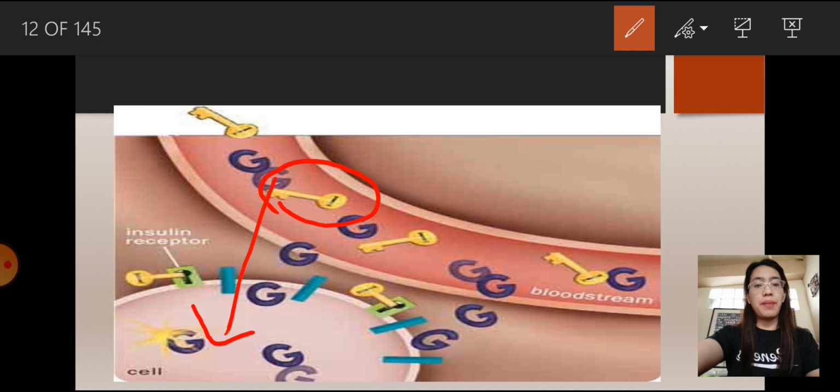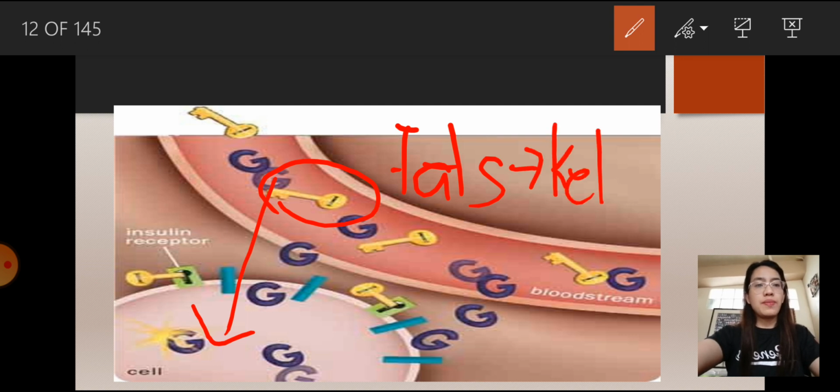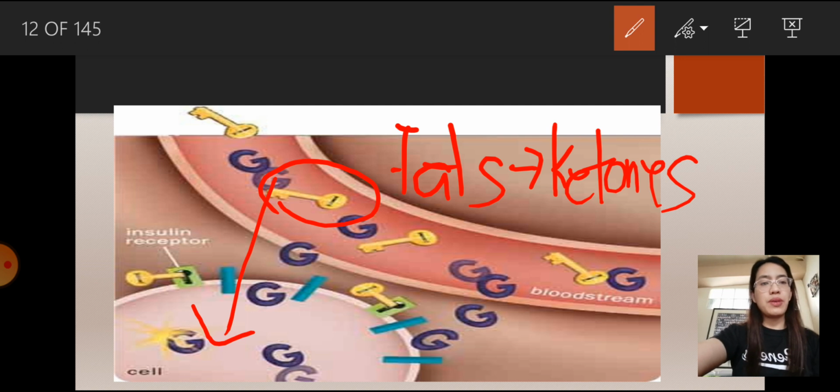Okay? So, pagka nagutom yung cell, hanap siya ng ibang pagkain, this time, hanapin niya yung fats. Gagawin niyang source of energy yan. And fats, waste product po niya is your ketones. And ketones, they are acid. So, kapag nag-build up ngayon yung ketones sa ating katawan, the patient may experience what? Your ketoacidosis. So, nagkakaroon po sila ng ketoacidosis.